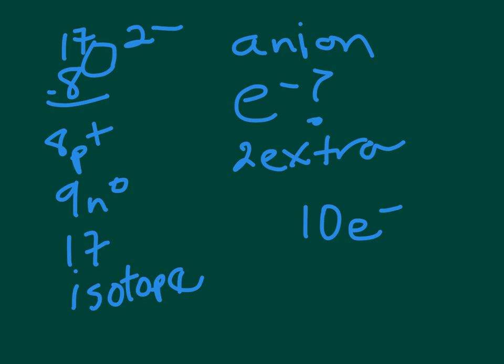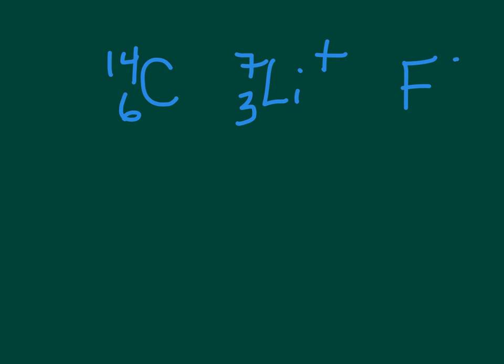So let's review what we looked at. We looked at symbols, for example, like a carbon and a 14 and a 6. We looked at a lithium with a plus and a 7 and a 3. And I'm going to change it up and do a fluorine. And this fluorine has a mass of 19 and an atomic number 9. And this one is called neutral because there's no charge on it.